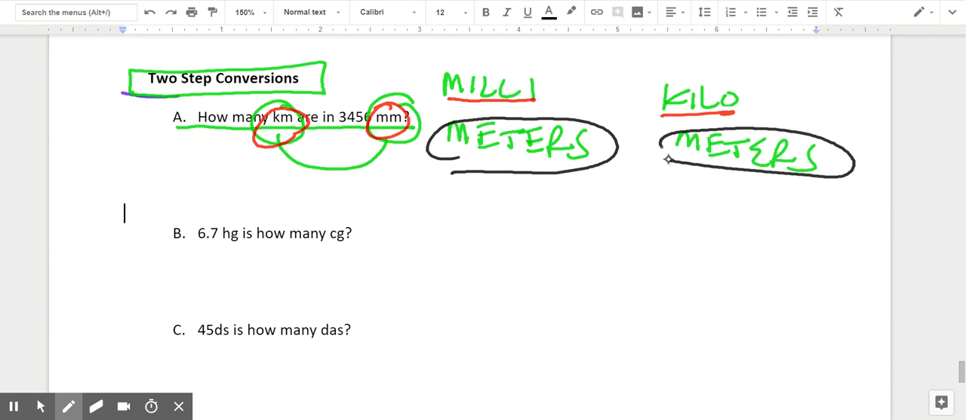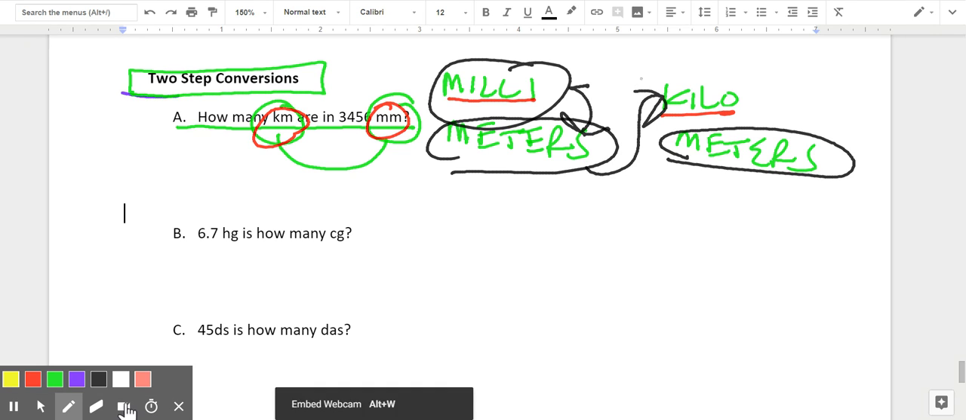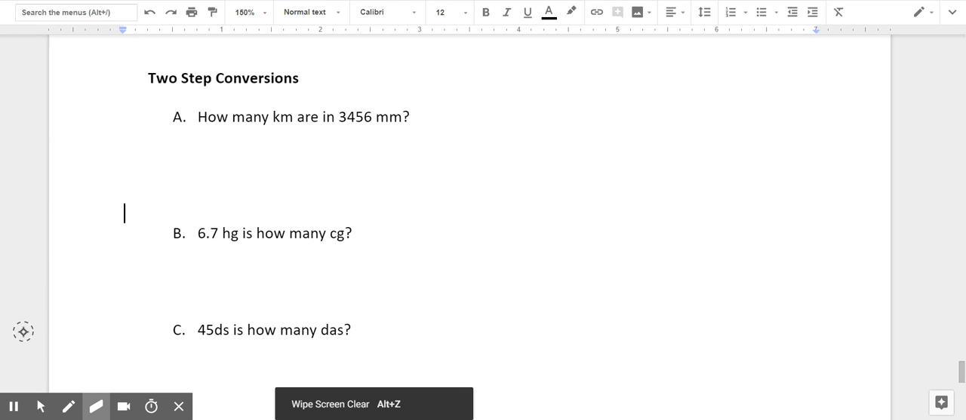Both of them contain what word in common? Meters. So that's the step in the middle of your two-step conversion that makes it different and helps you recognize how to do it differently from a one-step conversion. You need to convert from millimeters to meters and then from meters to kilometers. The meter is the unit that they have in common. That is the unit that you need to use in between. The base unit is what you'd use to get from millimeters to kilometers.